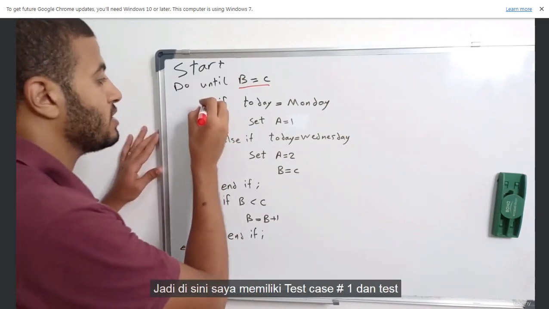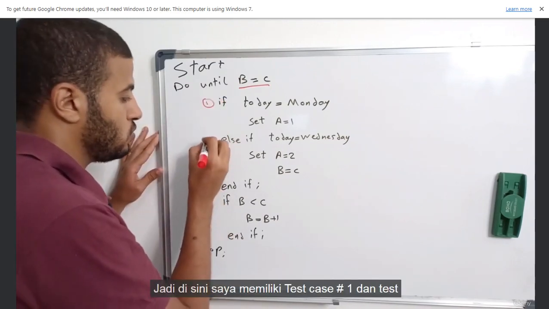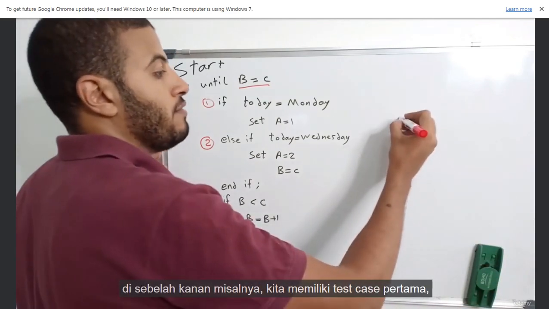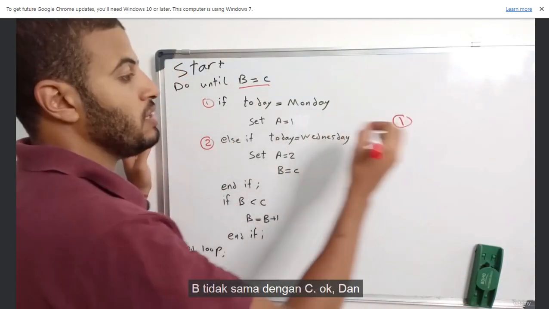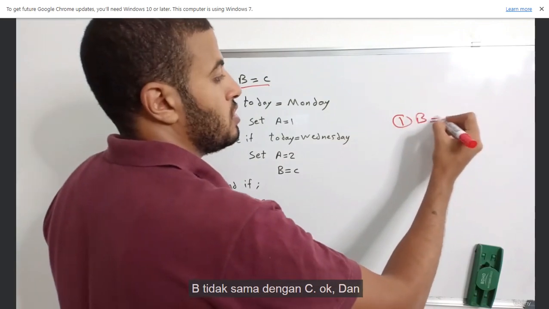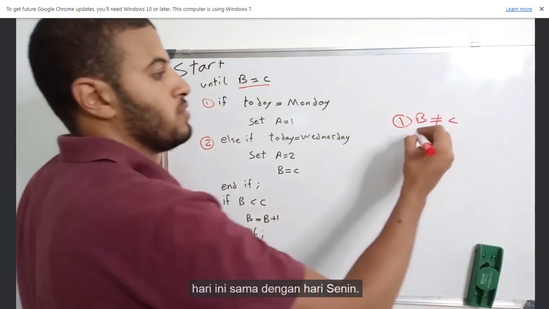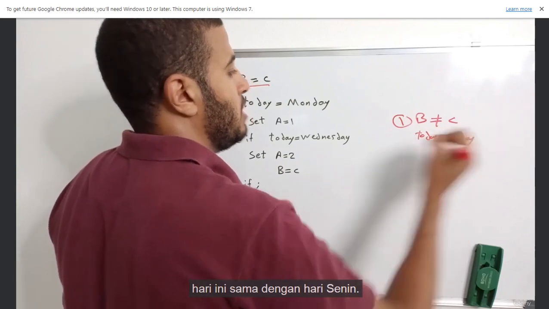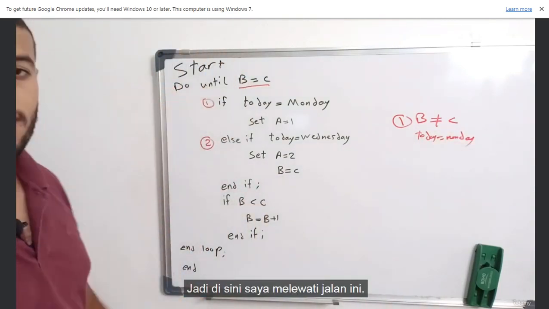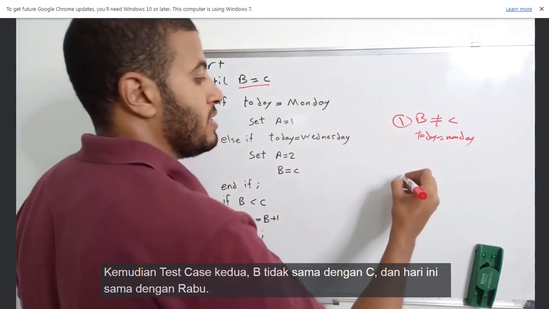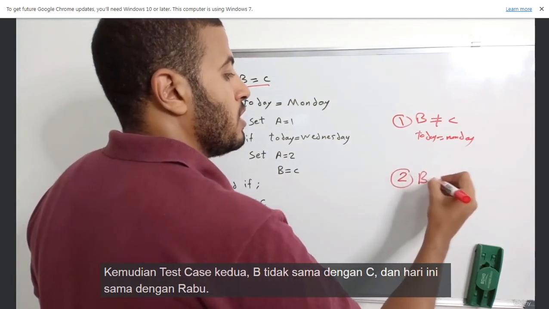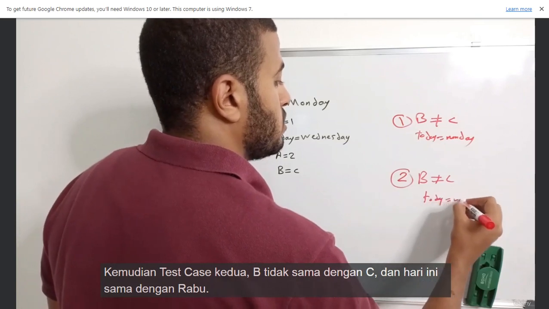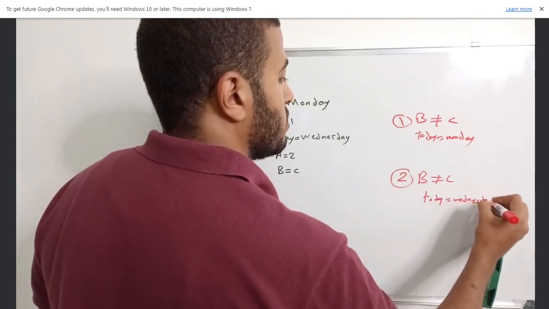So here I have test case 1 and test case 2. Let's write them on the right hand, for example. We have the first test case, B is not equal to C, okay? And today equals Monday. So here I pass through this path. Okay, then the second test case, B is not equal to C and today equals Wednesday.